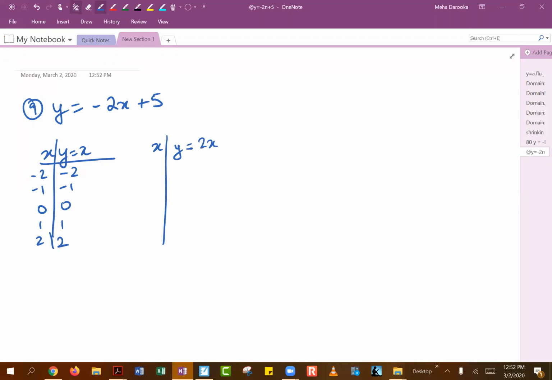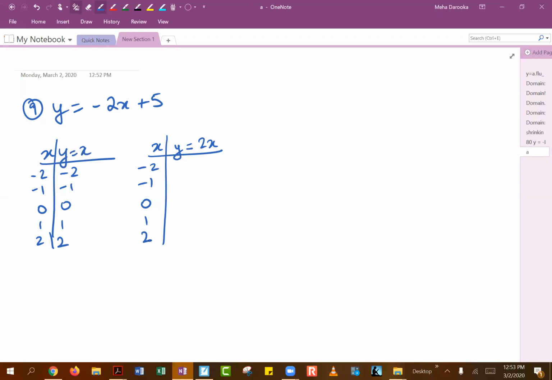You can do 2x next as your stretching, keeping the same x values. How will your y values change? Wider. You're talking about it getting flatter, it should not. Because it's 2x, right? So that 2, yeah, it should make it steeper.